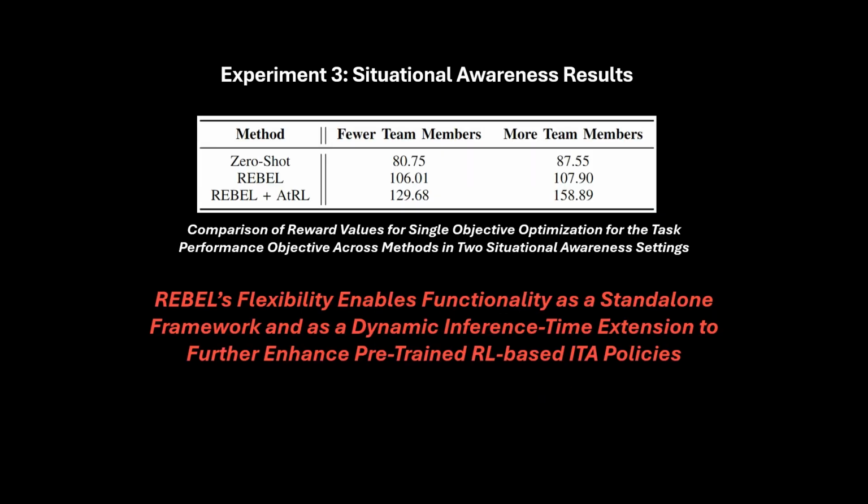Finally, we evaluate situational awareness by randomly adding and removing agents to simulate humans getting sick or new robots being added to the team. REBEL effectively addresses these last-minute changes and can serve as both a standalone framework and an inference time extension to further enhance pre-trained RL ITA policies.